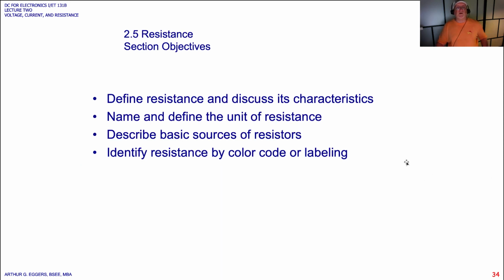Okay, so the next one, a little more involved here. Now we're going to take a look at the relationship that current and voltage form to give us a new unit, resistance. What is going on when we impede the flow of electrons through a material or through a circuit?